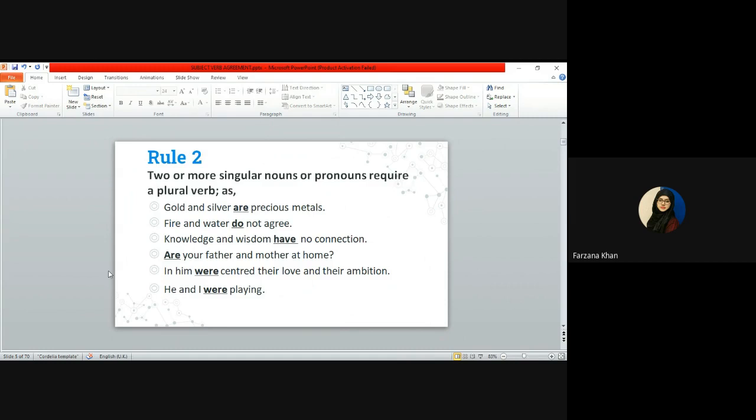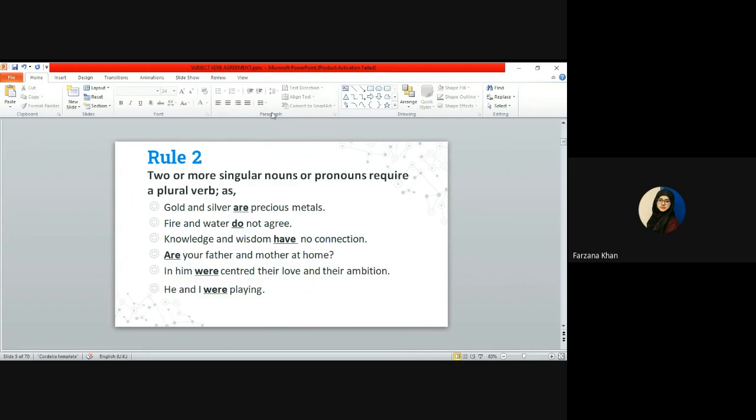Rule number 2. This rule is a reference to the first rule. Two or more singular nouns or pronouns require a plural verb. In rule number 1, you learned that if the subject is singular, then the verb will be singular, and if the subject is plural, then the verb will be plural. But if there are two singular nouns or pronouns in a sentence which are joined by the conjunction "and", you will require a plural verb.